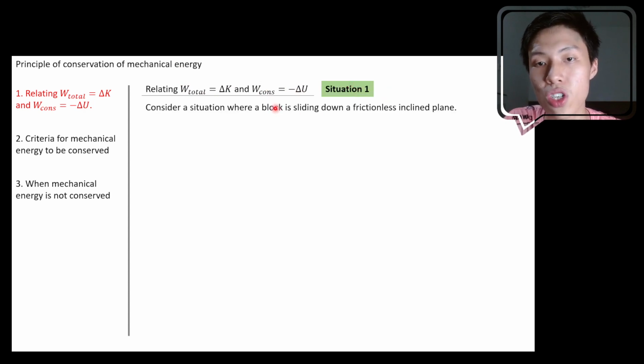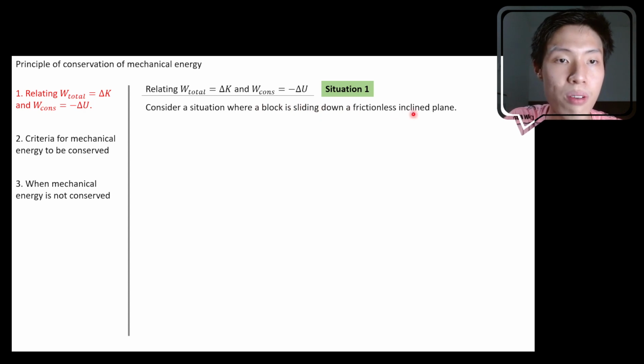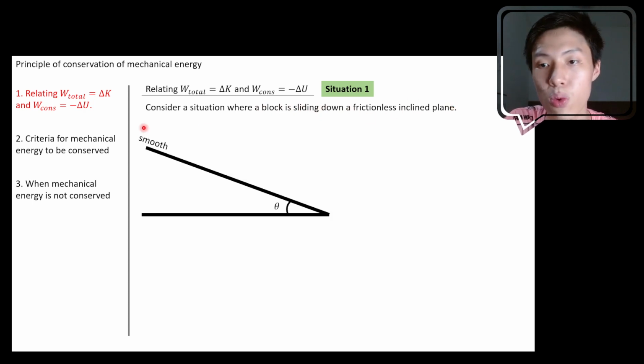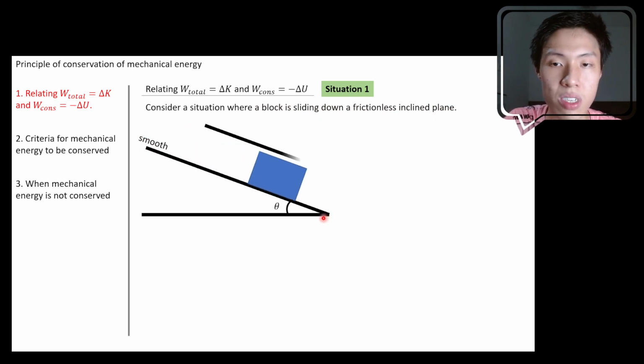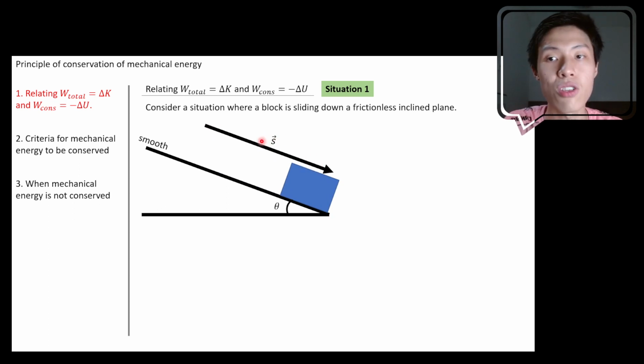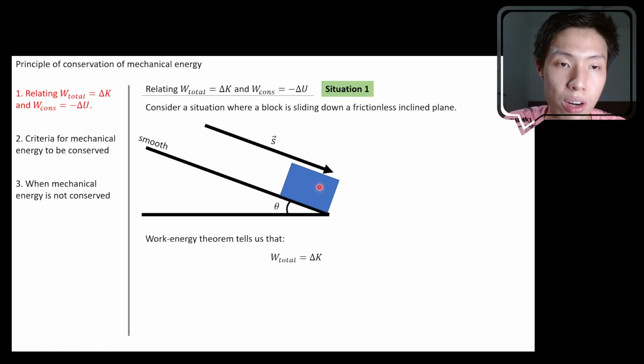Situation 1 is a block sliding down a frictionless inclined plane. We have a smooth inclined plane, and we place a block on top of it. Now the object will slide downwards, undergoing a displacement which we call S. To study the work done by the various forces acting on this object, we start by drawing the free body diagram to show all the forces acting on this block.